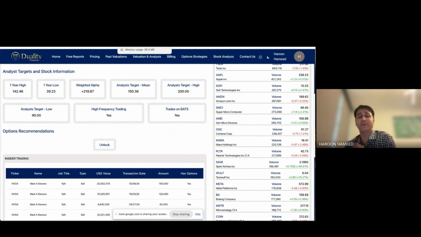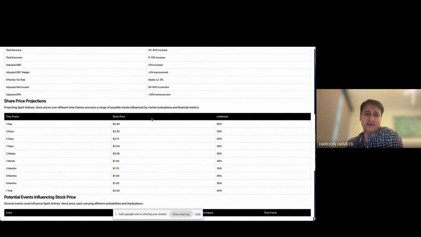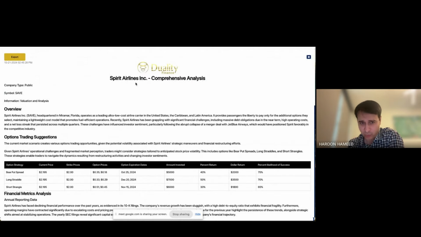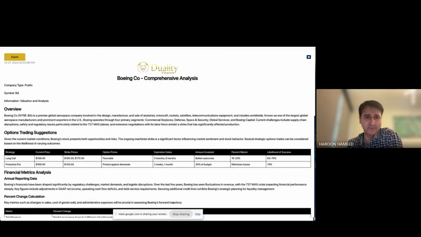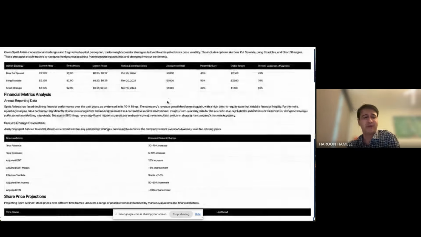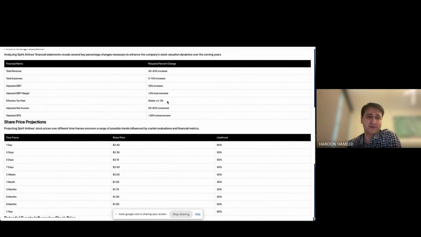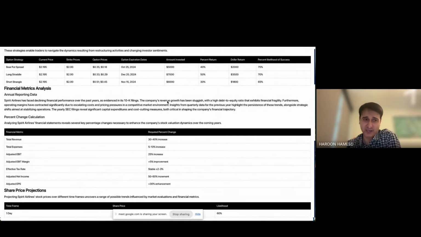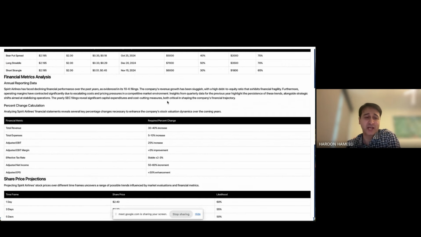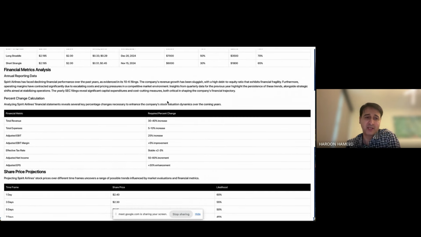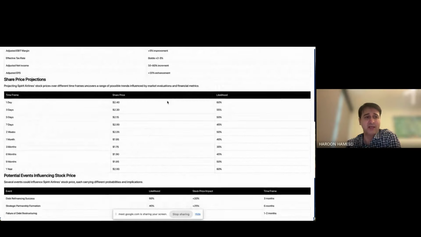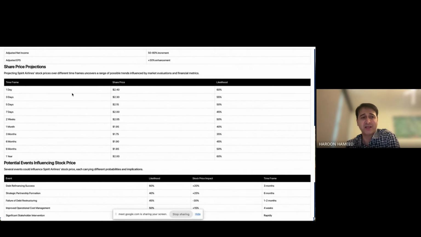And I'll pull reports on about 7 or 8 that morning, and you'll get a report, something like this. This was something we just pulled. We pulled one on Spirit and one on Boeing. This will take a large amount of financial data and make projections across the 3 financial statements, using historical data, real-time news data, and then share price projections based on critical factors and the likelihood that they would come to pass in various time frames.